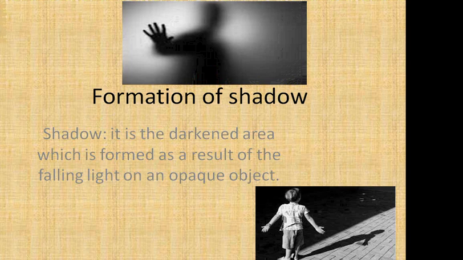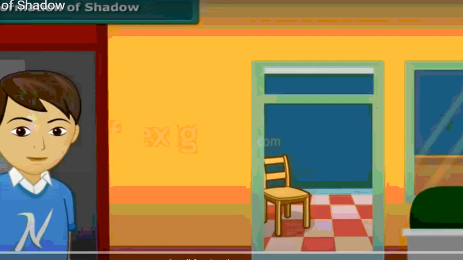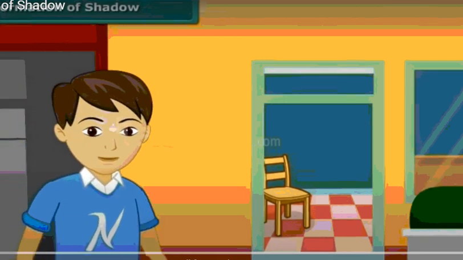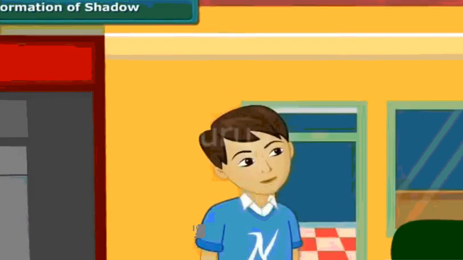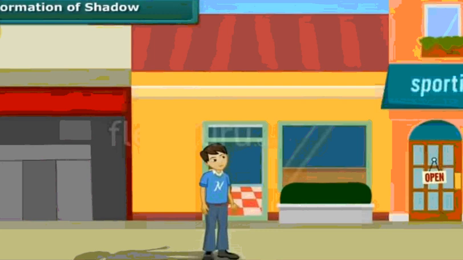We will watch now a video that illustrates the formation of shadow. On a Sunday morning, you are on your way to the market to buy some milk. The sun is shining bright on your face. You see your shadow on the ground behind you.